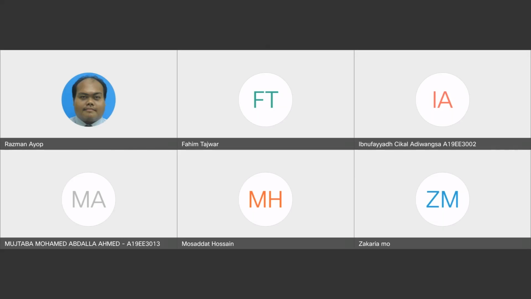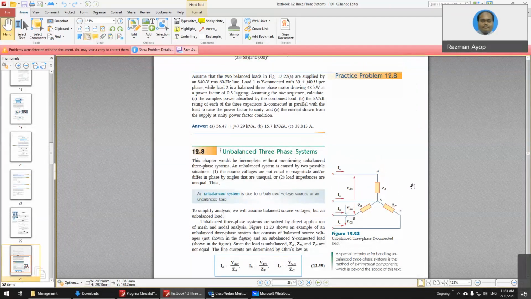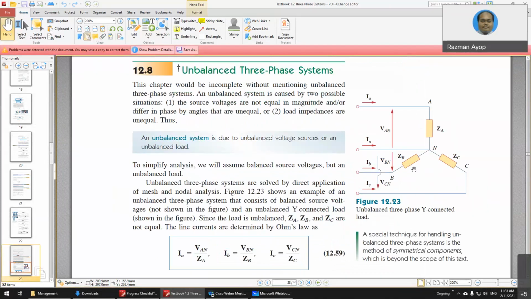Okay, unbalanced three-phase system. So what is it? It is basically you change the load. Instead of the same load, you just use different loads. That is what is meant by an unbalanced system or unbalanced three-phase system.